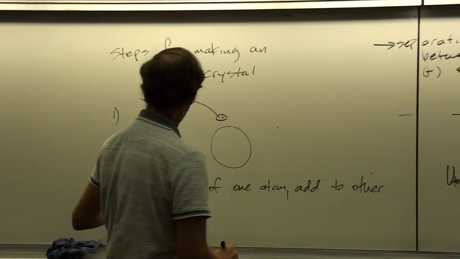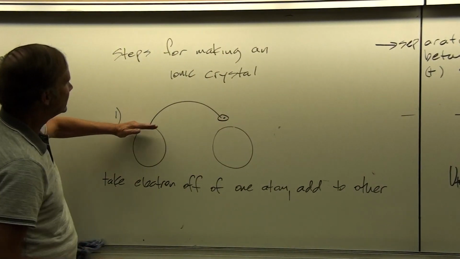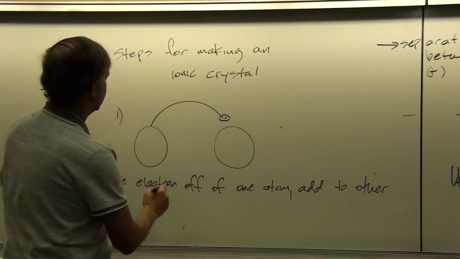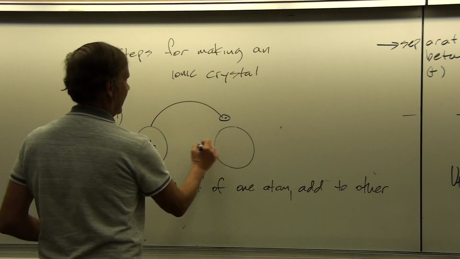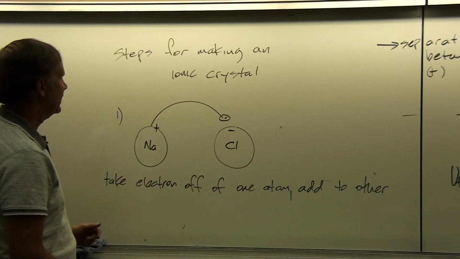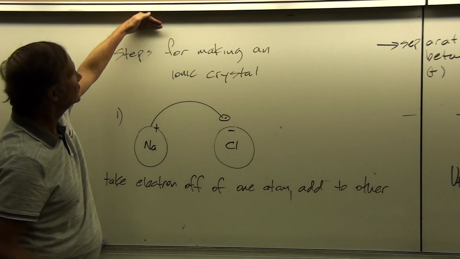Now this is going to be a positive value because it takes more energy to ionize an electron. Let's say that we're taking this off of sodium and adding it to chlorine. That'll make this side positive, that'll make that side negative. So you have to tear that electron off.